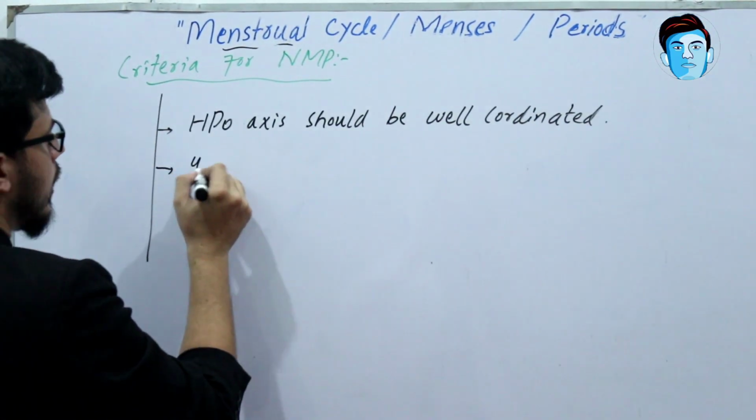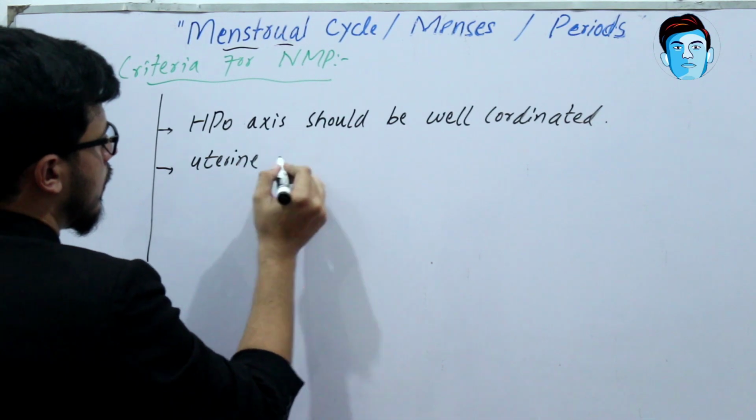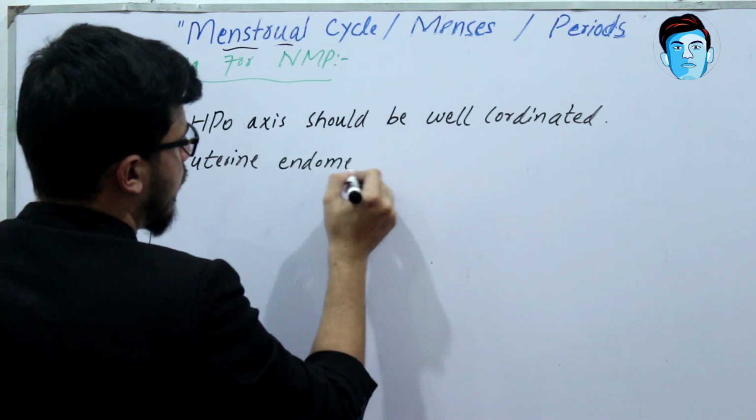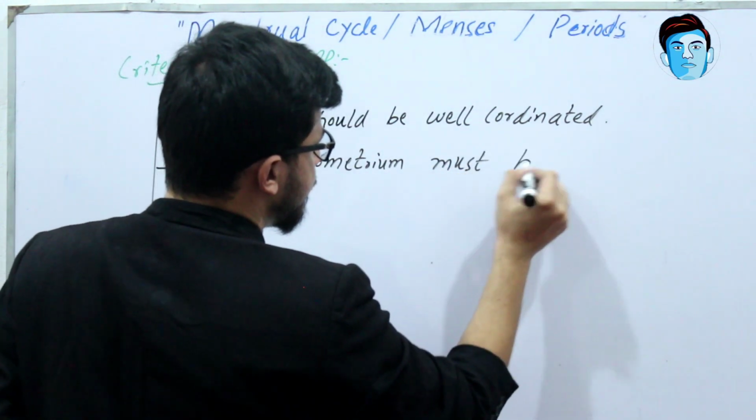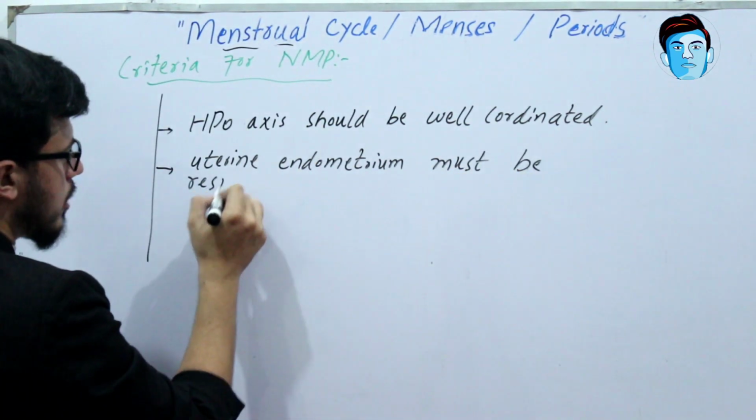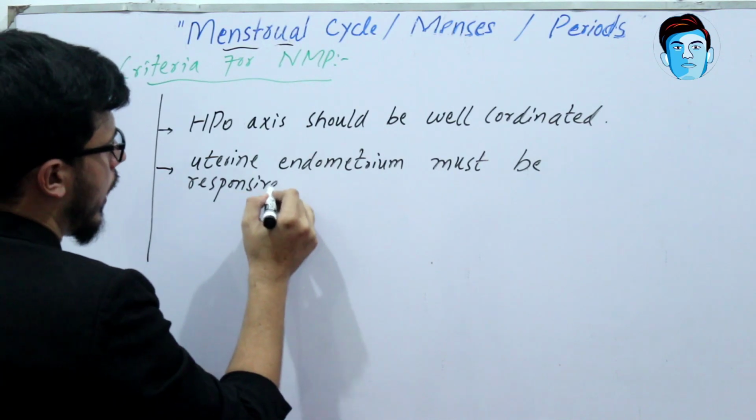Now, the second criterion is the uterine endometrium. The uterine endometrium must be responsive to ovarian hormones.